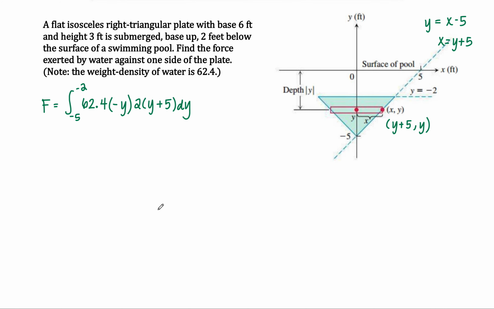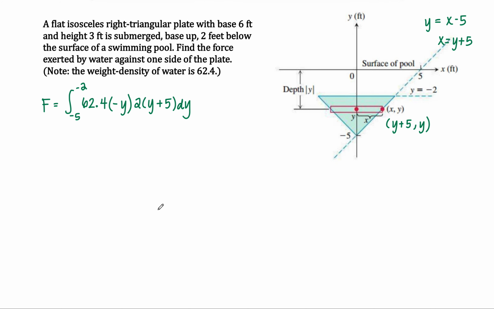Now, it looks like a bit of a hot mess right now, so let me clean things up a little bit. I'm going to take the 2 times the 62.4 times that negative and bring that to the front. So that's going to give me a negative 124.8 in front of the integral. We're going from -5 to -2. Once you pull out the 62.4, the negative, and the 2, you're simply left with y times (y plus 5), so that's y squared plus 5y.